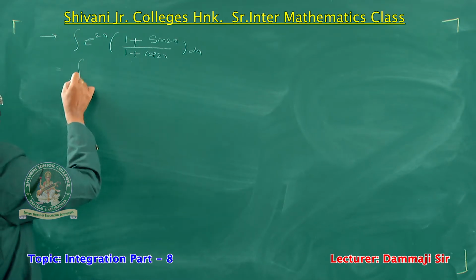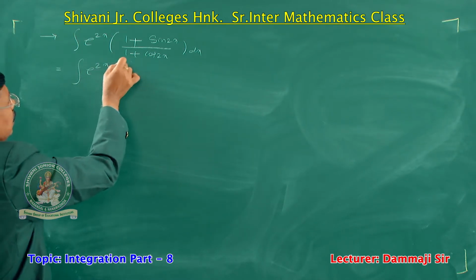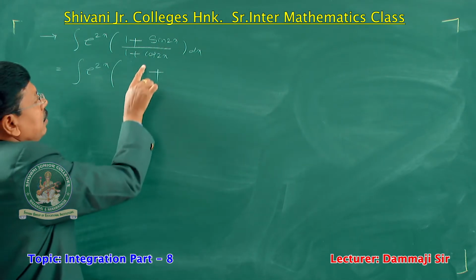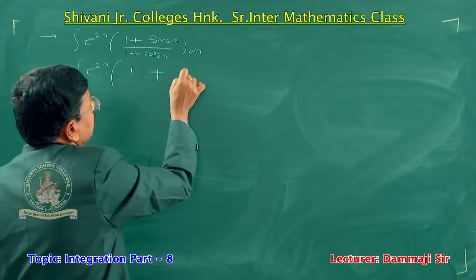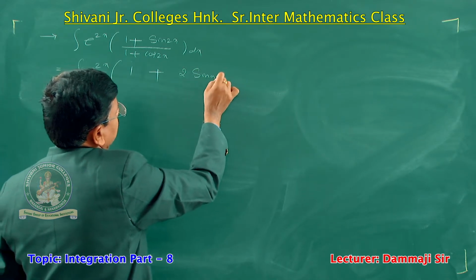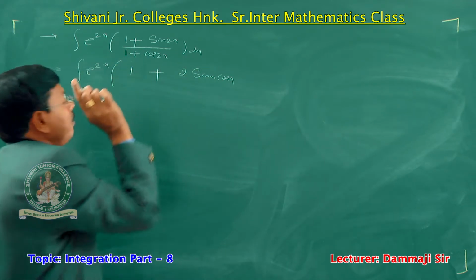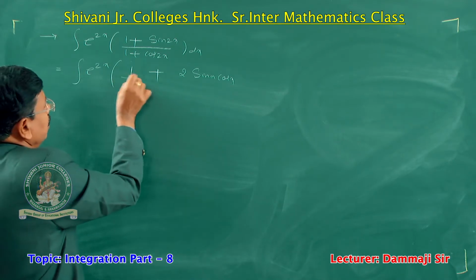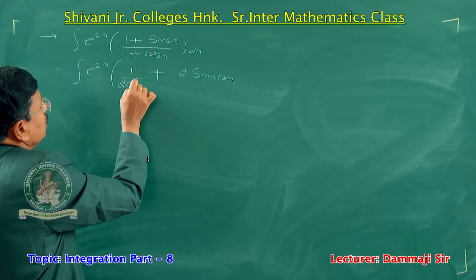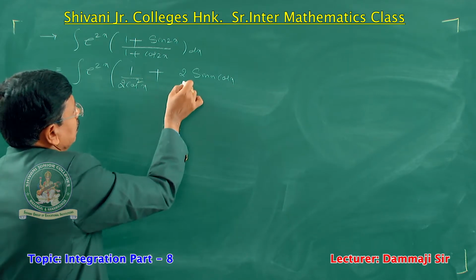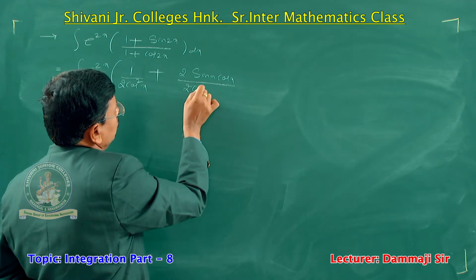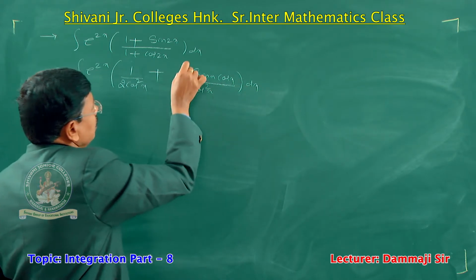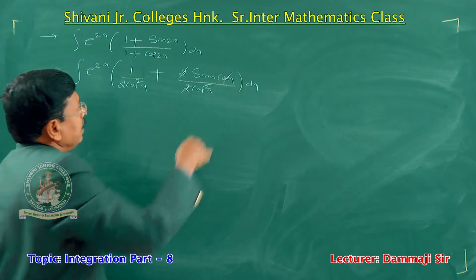One of the formulas is there: 1 plus sin 2x results in 2 sin x cos x. Okay, fine. What about 1 plus cos 2x? You can search for one of the formulas, that is 2 cos square x. Okay, fine. What next? One of the common factors gets cancelled.